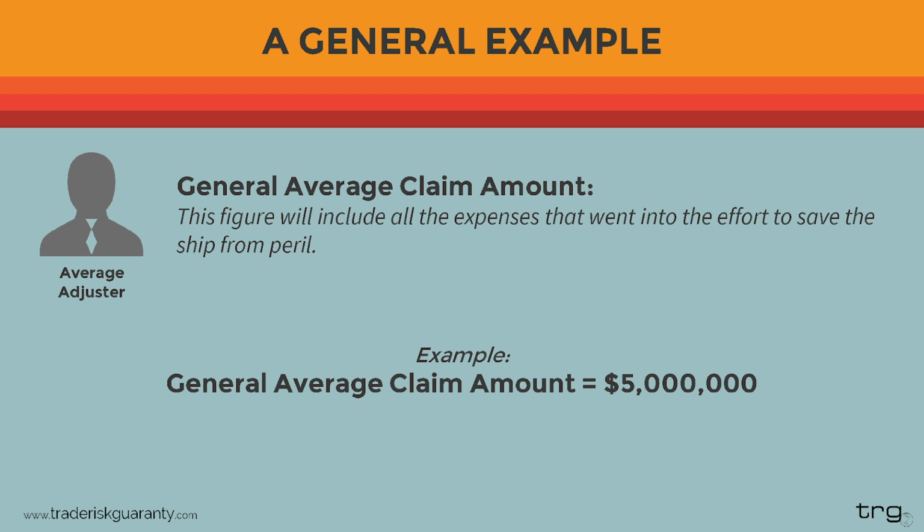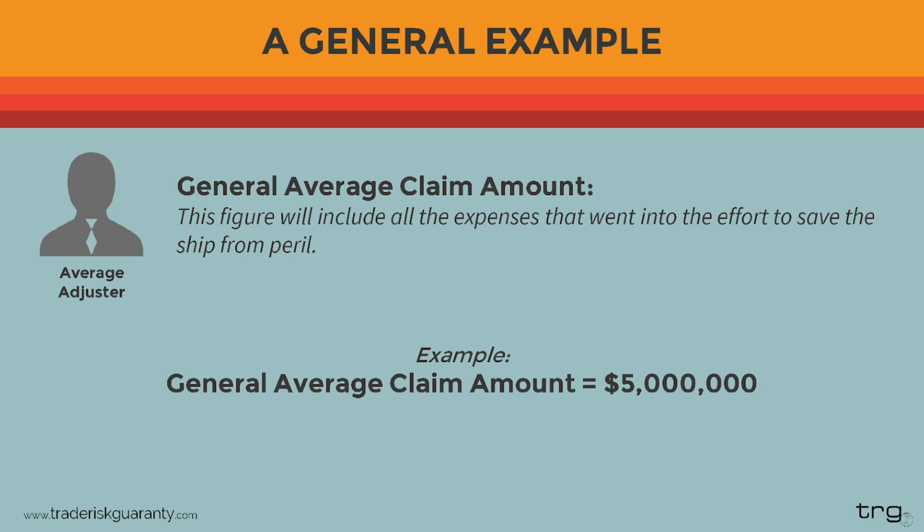So you can already kind of see how complicated this first calculation is. The average adjuster must first determine what is considered an expense towards saving the ship and what is considered a more typical marine loss. For the purposes of keeping the math simple, let's say that those expenses in this general average example equate to $5 million. This is the total amount that must be paid by all parties involved in the sea venture.